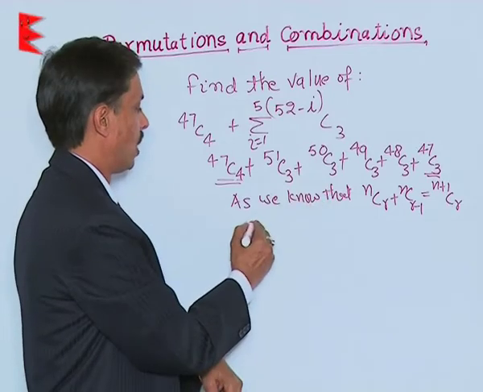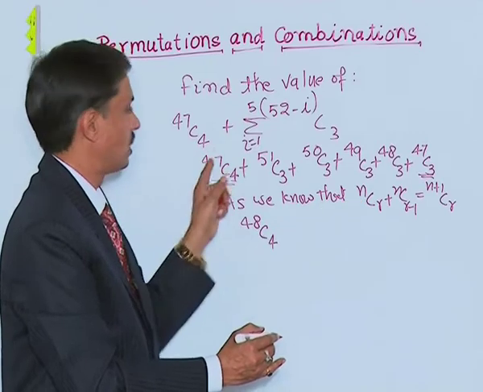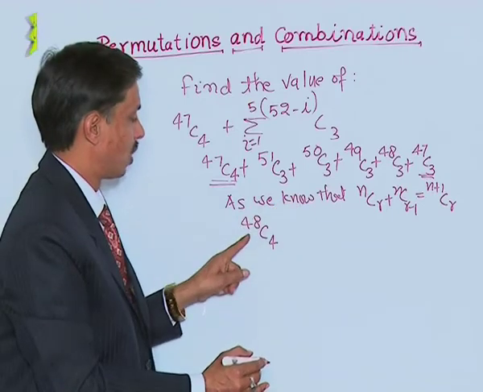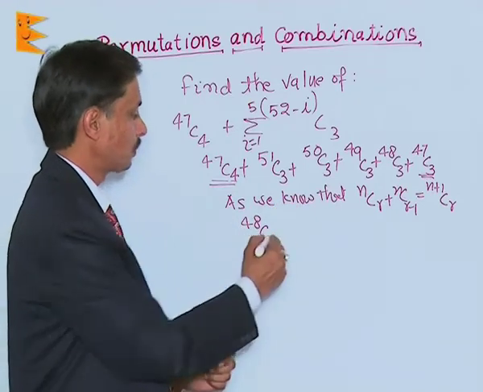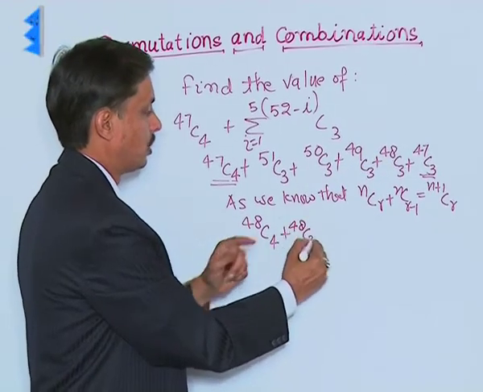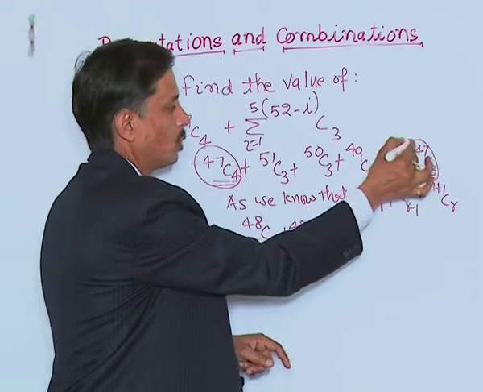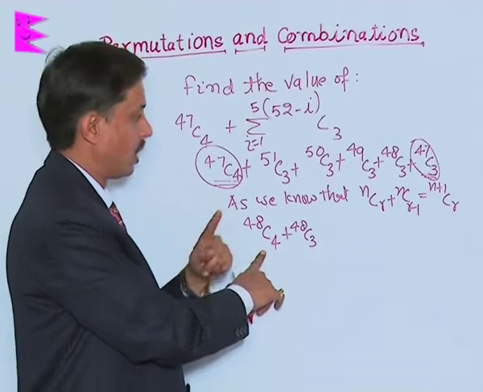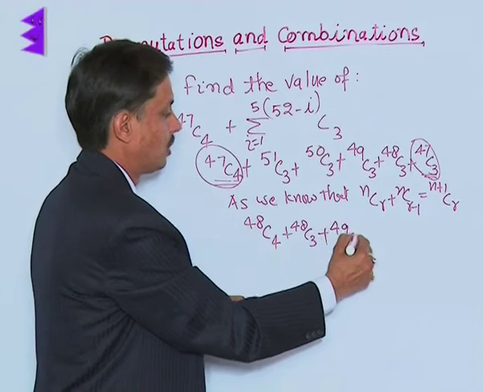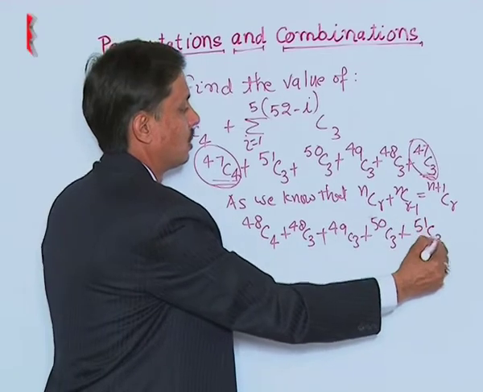By using this formula, we can write 48C4, because n is 47 in the first and last terms. In the answer on the right-hand side it is n plus 1, so it becomes 47 plus 1, 48C4. Then plus, I am taking 48C3, because the first part and this part convert to 48C4. Now I am taking 48C3, then 49C3, then 50C3, then 51C3.